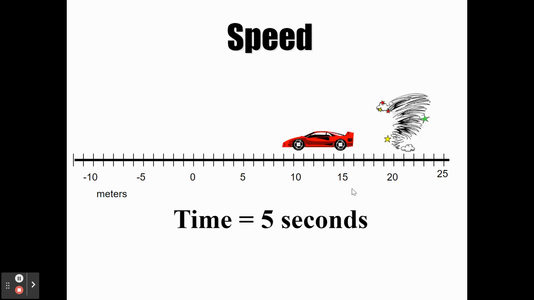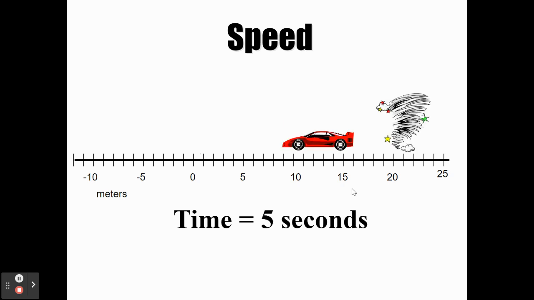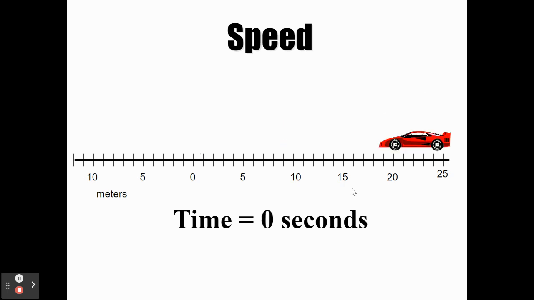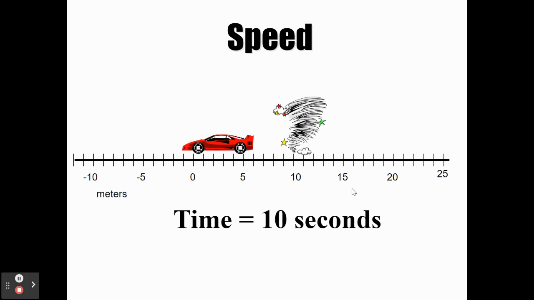All right. So we are looking at our time. You can see that, let's start over. We're looking at time, and you can see with each slide I click, it increases in increments of 5. And we are also moving a certain distance.